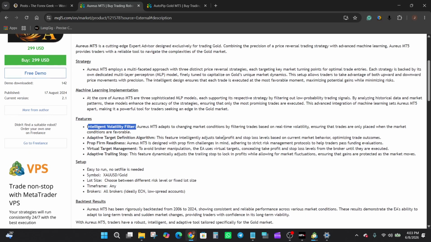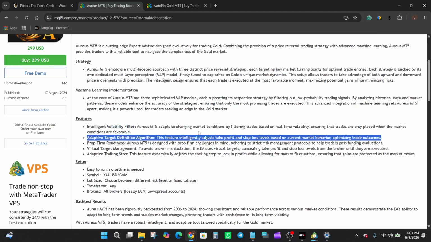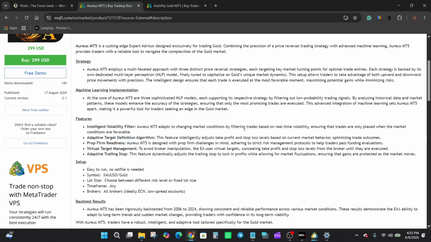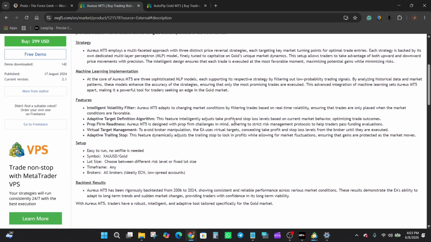There is also an adaptive target definition system which adjusts take profit and stop loss levels based on current market behavior. So instead of fixed exit levels, the EA is dynamically recalculating trade targets depending on how price is moving. On top of that, the EA includes virtual target management. This is important because it means take profit and stop loss levels are not directly visible to the broker, which can help reduce external interference or premature targeting by execution systems.